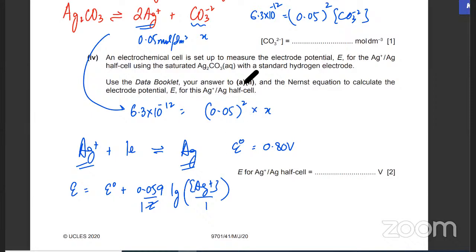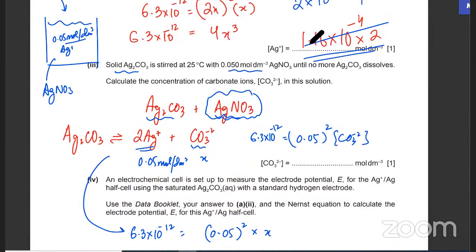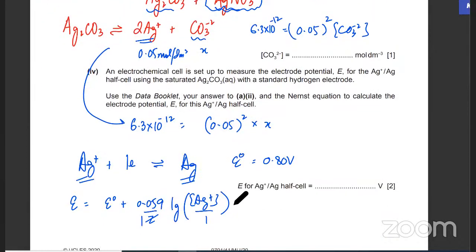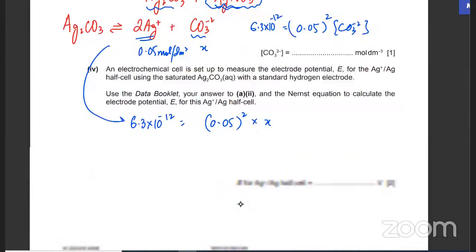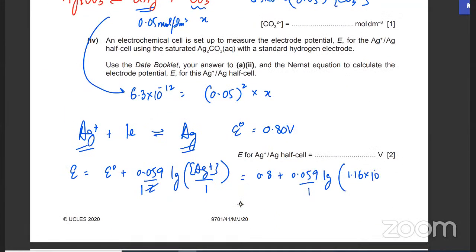And he's saying use the answer to the earlier part. We did calculate the silver ion concentration in Ag2CO3 aqueous, which was 2 into 1.16 into 10 to the minus 4. So we'll just plug that in. It's going to be 0.8 plus 0.059 divided by 1, and log of Ag plus concentration, that's 1.16 into 10 to the minus 4 into 2, over 1. So just solve this and you'll find the value. Is that clear?